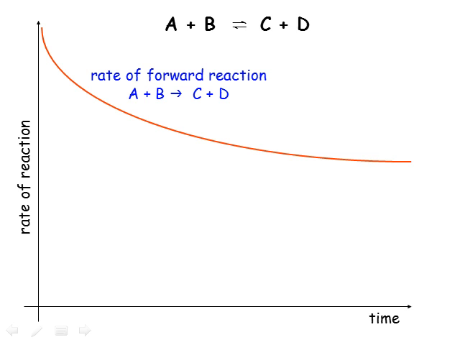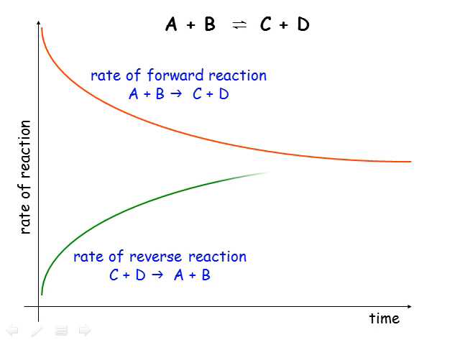The difference between reversible reactions and non-reversible reactions is that once some C and D has been formed, these can start to react together to make A and B again. Initially, there will be very little of C and D, so the rate of this reaction will be very slow. As more C and D is produced in the forward reaction, there will be more of it available to react, so the rate of C and D reacting will increase.